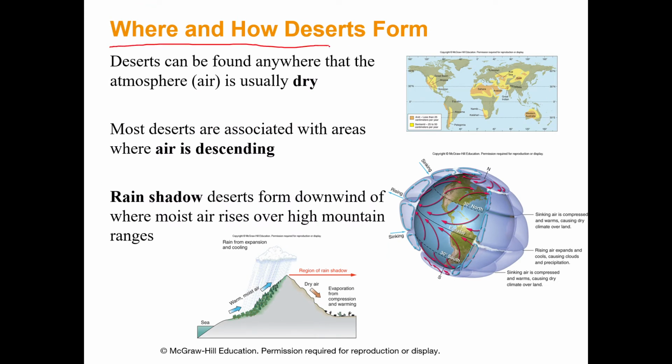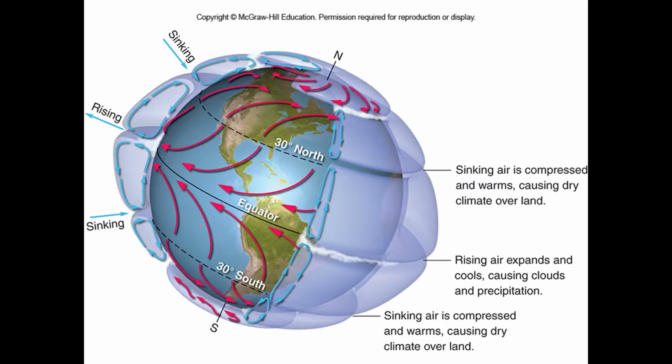So, where and how do they form? They can be found anywhere that the air is dry. What causes this dryness? Well, it's where air in our atmosphere is descending. That's one thing. And two, we can also get deserts where there are rain shadows. I will jump into that in a second. So let's first look at descending air and what that's dealing with.